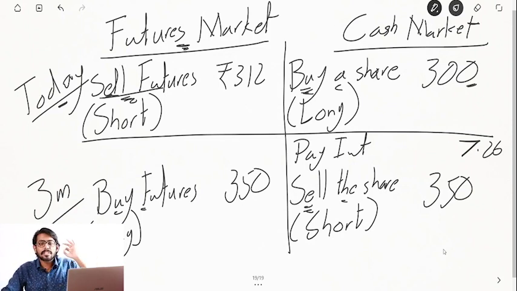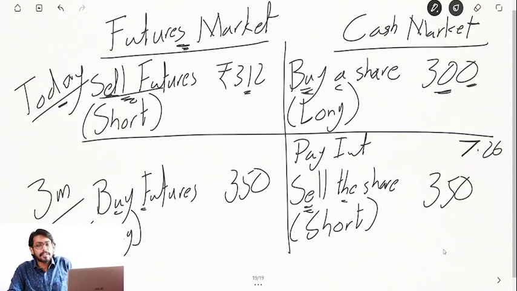Today, futures are priced at 312. Is it 312 or 307.26? Guys, understand, 307.26 is the theoretical price. You have computed it in your notebook. If you go to the shop, they will not sell it to you for 307.26. The market price is 312. Shares have a market price of 300. You bought a share for 300. You sold futures for 312.